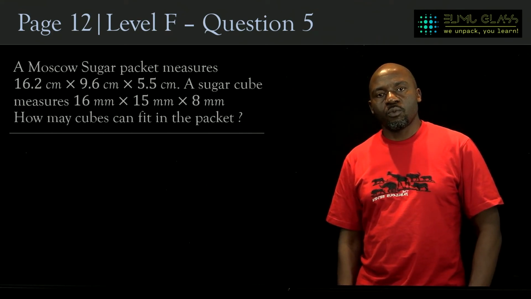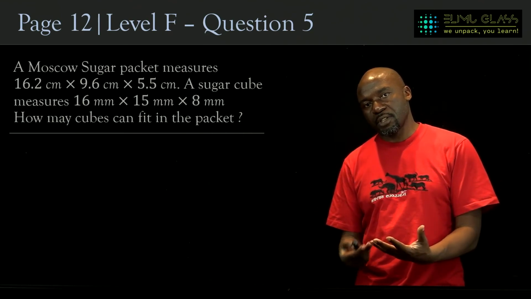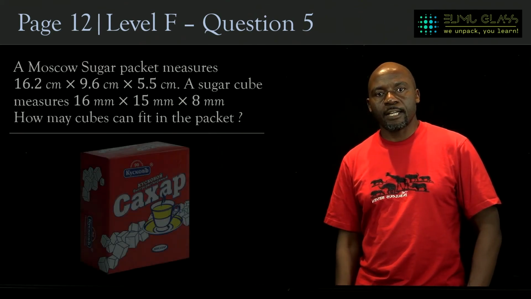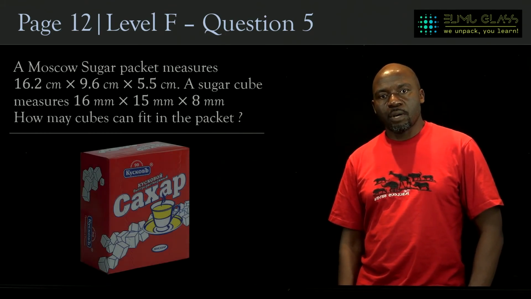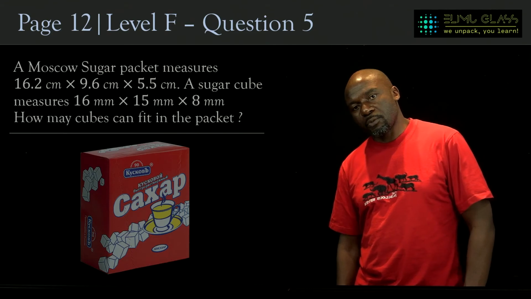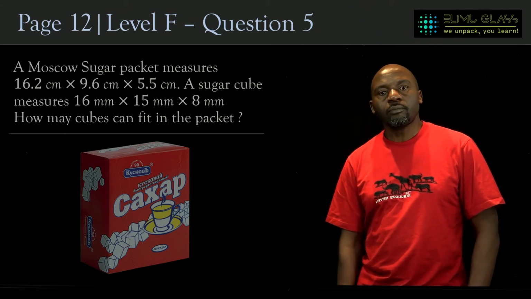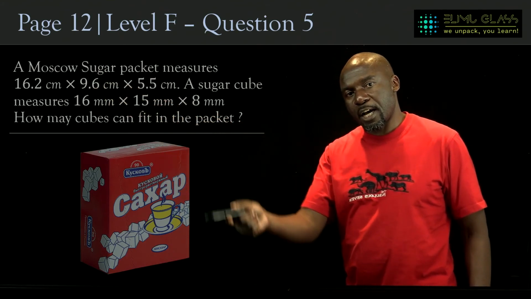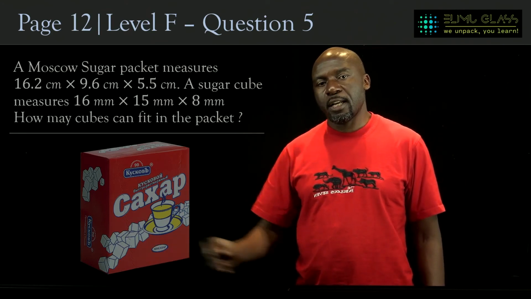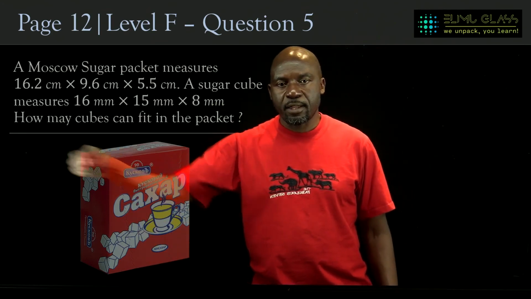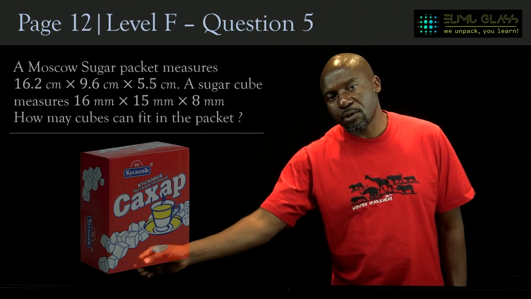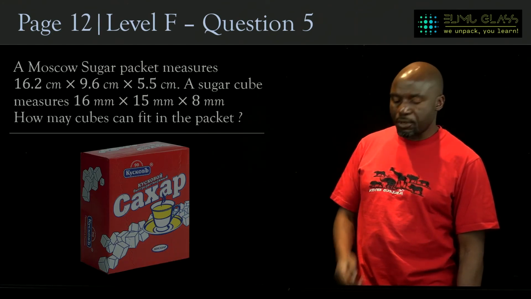So the first thing, of course, is we want to know the capacity of the packet, or the volume of the container, which is the packet. And we also want to know the volume of each sugar cube. To do that, here is the Moscow sugar packet. This is sugar as sold in Russia. It measures 16.2 centimeters, that's the height there, by 9.6, which is the length, by 5.5, which is the breadth there. And we have sugar cubes inside. You can see those white shapes that represent the sugar cubes that are going to fit in there.